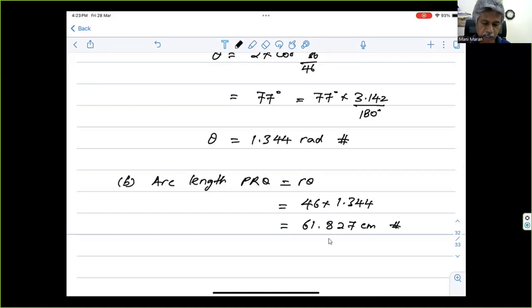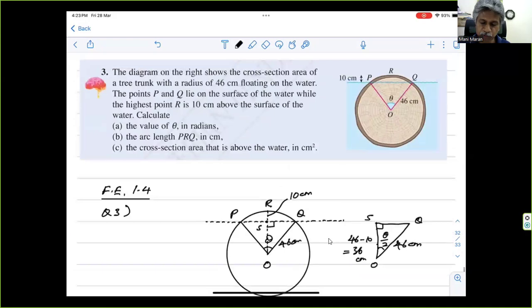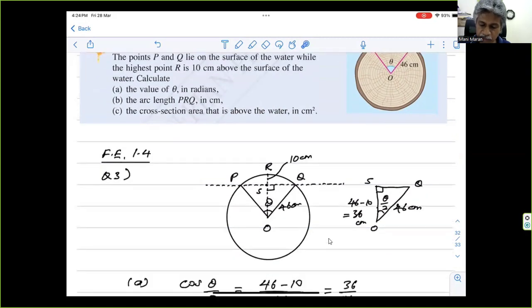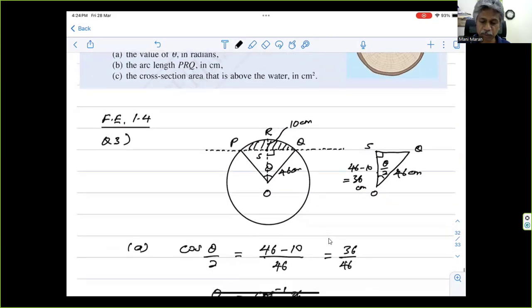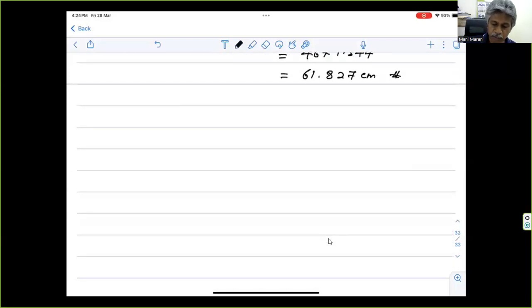Now in part C, you are asked to find what is the cross-sectional area that is above the water. Okay, in other words, you are asked to find what is this area above the water. In other words, you're asked to find what is the area of this segment. So the area of the segment here, if you can shade this part, you're asked to find in part C what is the area of this segment. Okay, so it's very easy to find area of segment because it's given by area of the sector minus the area of the triangle. Okay, so we have done this many times. So we just apply the equation directly.